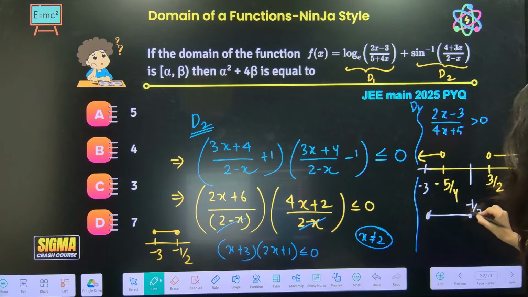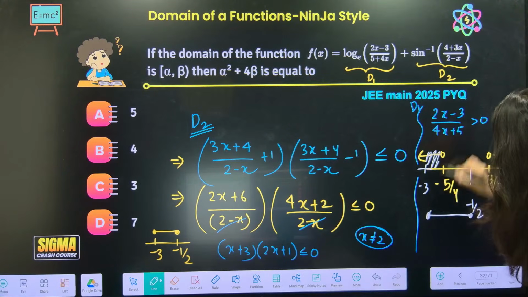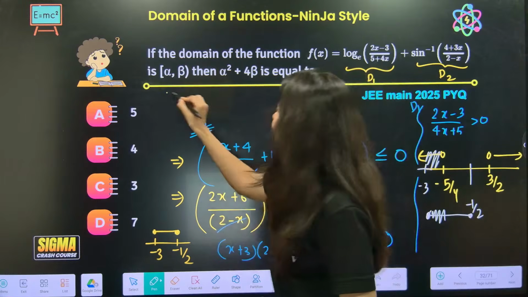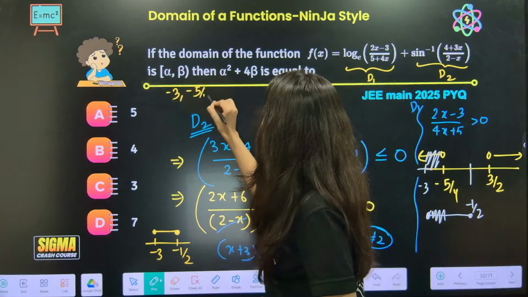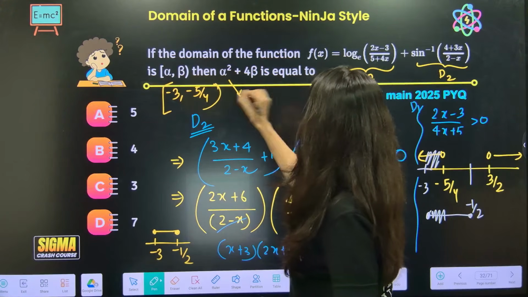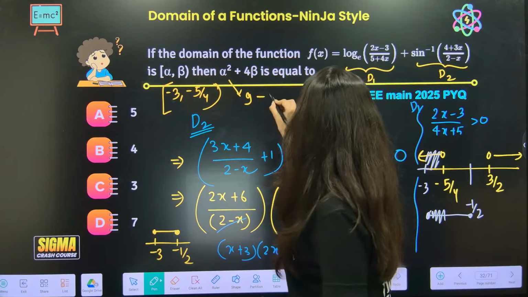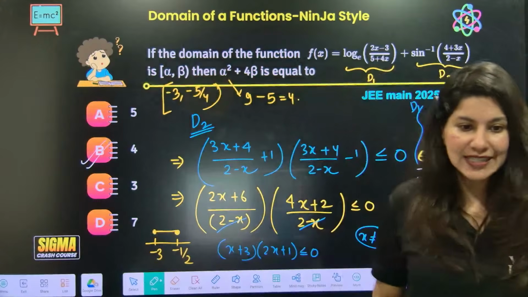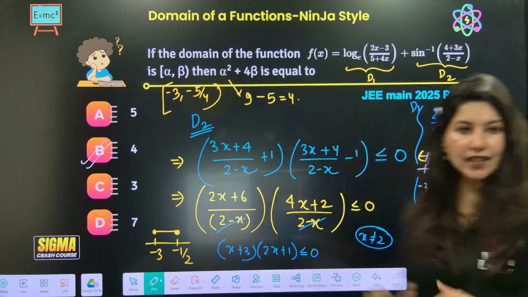Now tell me which one is the intersection area. So I think this one is the intersection area. Can you see, minus 3 to minus 5 by 4 is the intersection area? Yes. Minus 3 to minus 5 by 4 is the intersection area. So this is 9 plus 4 beta. So 9 minus 5, 9 minus 5 is 4. Option B is absolutely right. Ninja style, everybody? Getting it clear?